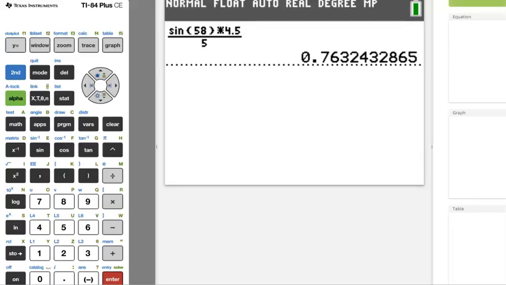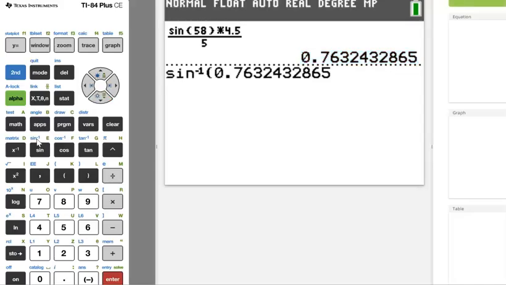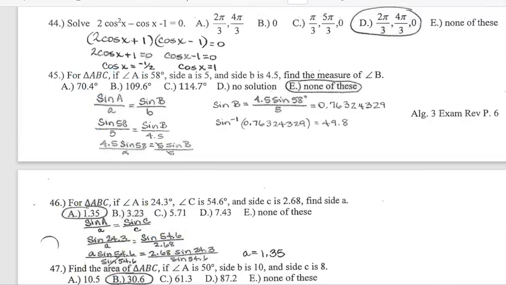And so then I'm going to do second sine. Remember, when I hit something, it lights in red. So second sine to get this inverse sine. And then I can just use my up arrow key to come back to that decimal and hit enter, and it'll retype that whole thing for me. And so there's my angle that they asked me to find to one decimal place. That would be 49.8.